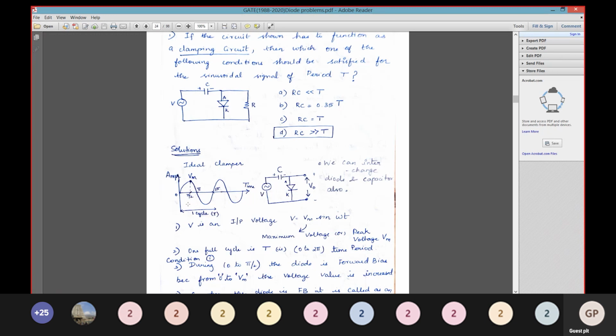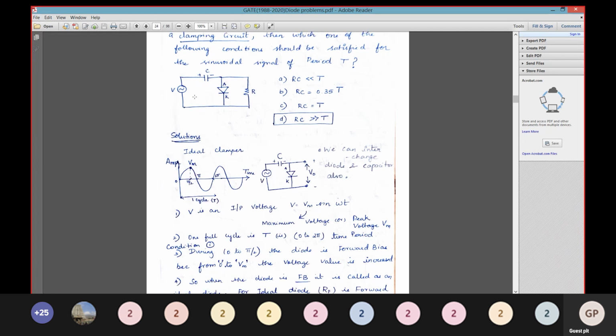Okay, so your V is your input, and let us name it as V equal to sin omega t, because it is a sinusoidal. Okay. So now we need to check under what condition the diode is forward biased and when it is not. So see, look at the signal.